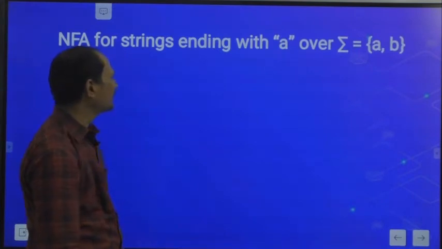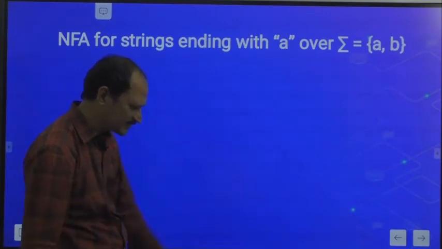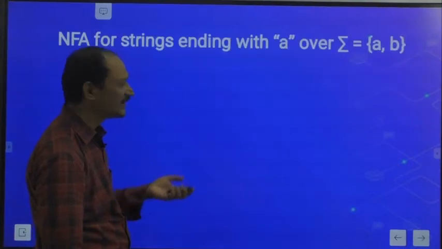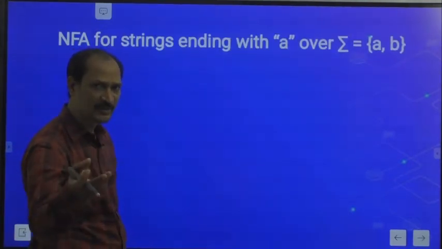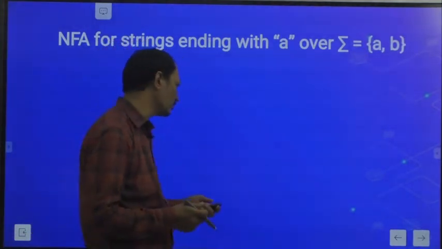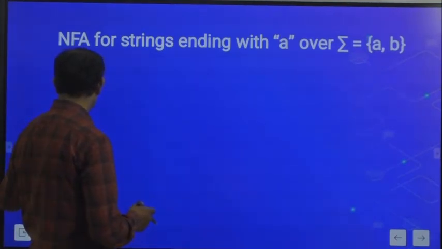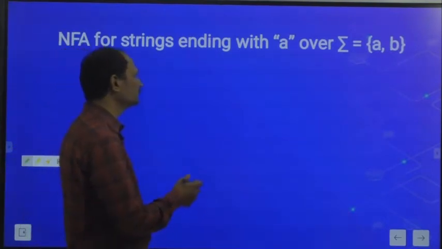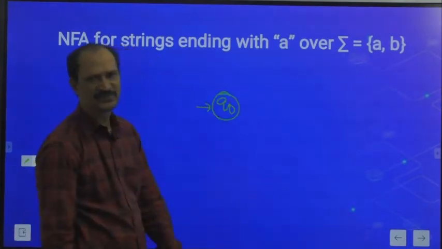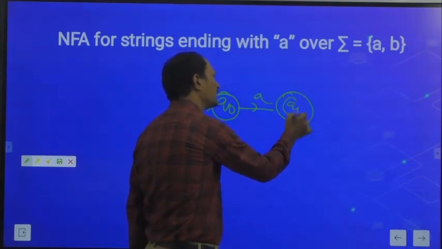Now I am going to construct an NFA machine for the strings that end with A. Already I have constructed a DFA machine for strings ending with A. For the same problem, we are going to construct an NFA machine that accepts the set of all strings that end with A. Now how are we going to construct it? As usual, the minimum string that can be accepted by the NFA or DFA is A. We require at least two states, and this is the final state.